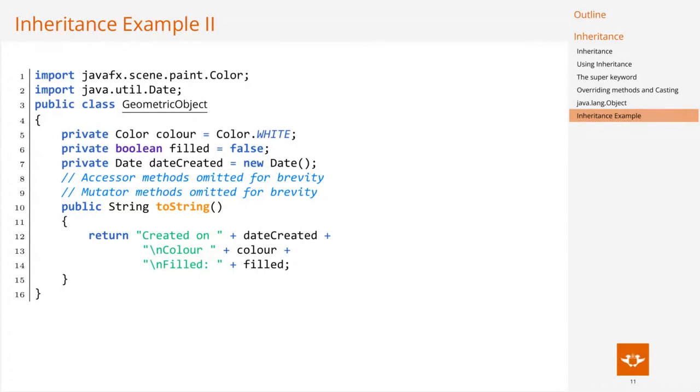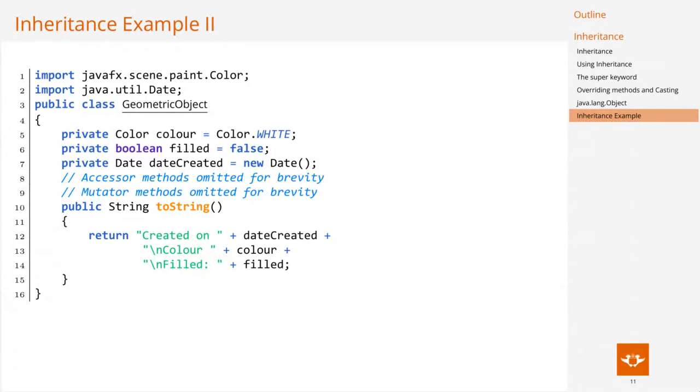So here is a class for my geometric object. You can see there we're importing the things that are relevant because we need to use them in our code. So there are the imports for JavaFX for the color and java.util for the date. Lines 5, 6, and 7, that's where we initialize our instance variables. So there you can see we initialize our color to be white by default. The boolean, whether it's filled or not, is false. And the date created is whenever you create an instance, that date will be initialized to the current date and time. Because it doesn't fit all on the screen, I took out the accessor and mutator methods, but there'll be an accessor and a mutator method for each one of those things.